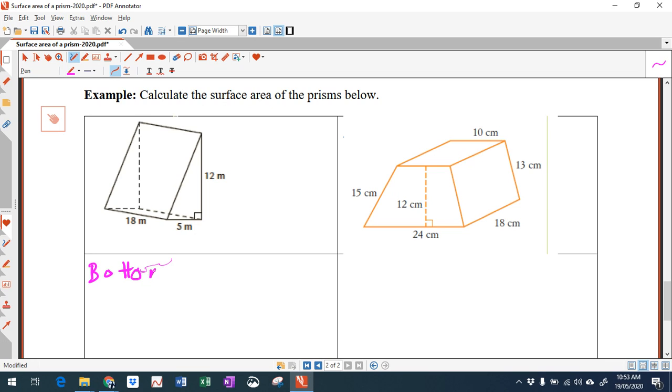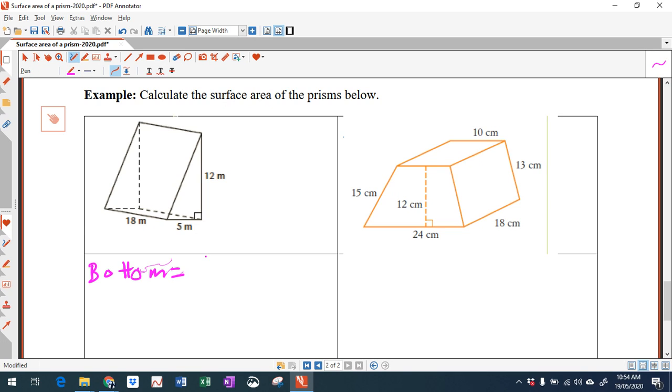Whoops. The bottom is, now for some reason my pen is malfunctioning. Okay, that's not looking good. Okay, that's better. So let's just rub that out. There we go. All right.